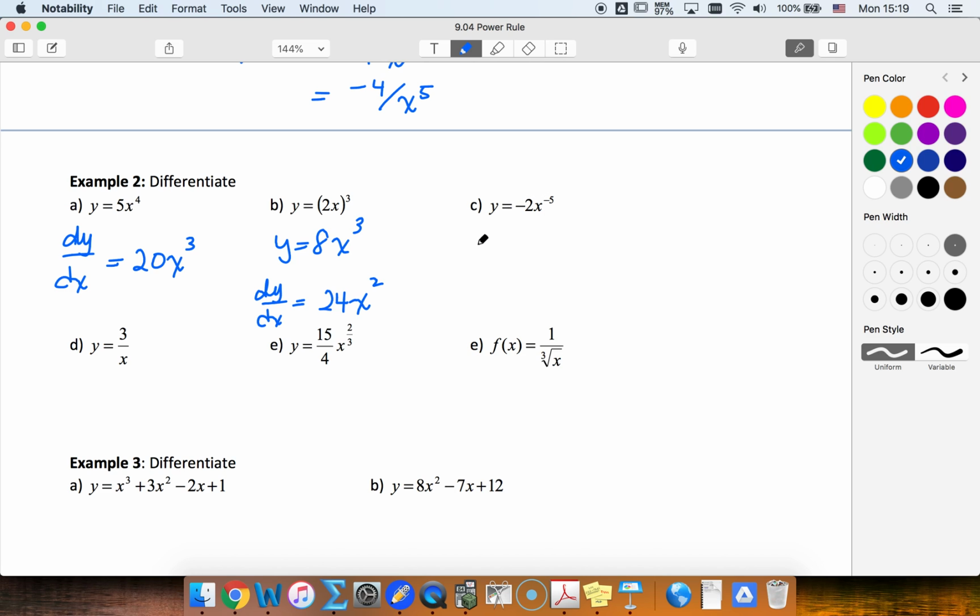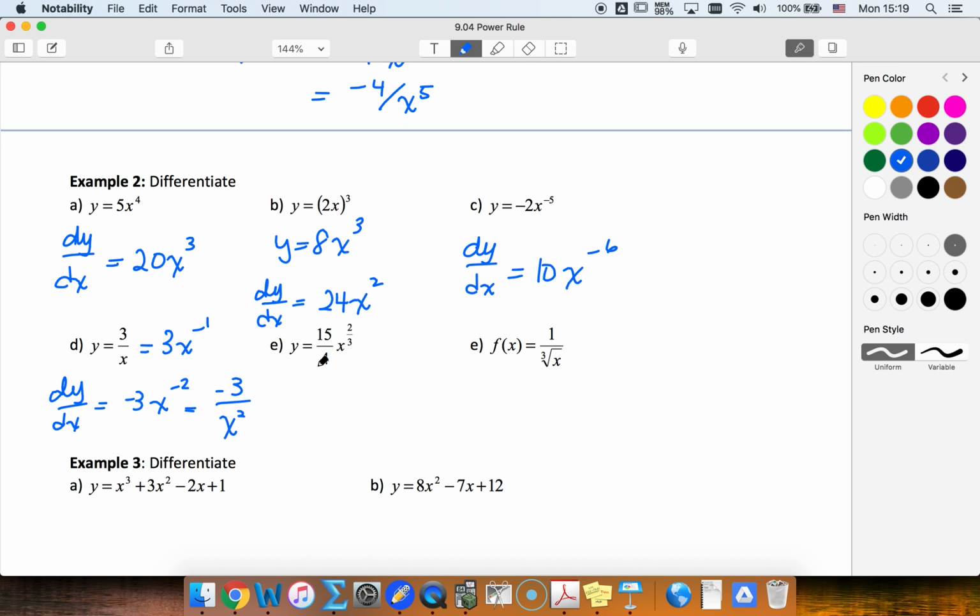All right, derivative here, no problem, 10x to the negative 6th. Here I'm just going to leave it rather than changing the form because I started with negative exponents. 3 over x, that's the same as 3x to the negative 1. So my derivative, negative 3x to the negative 2. This started with positive exponents, so I'm going to call this negative 3 over x squared.